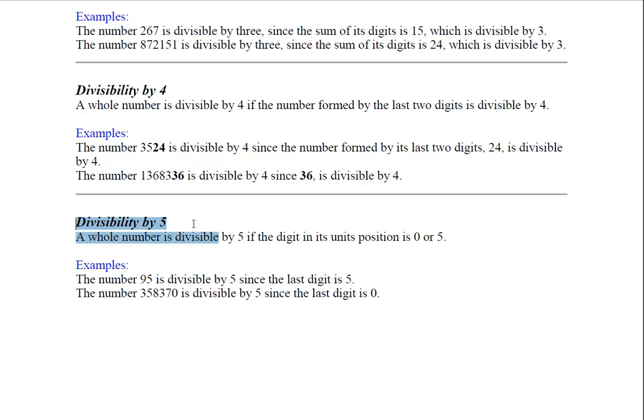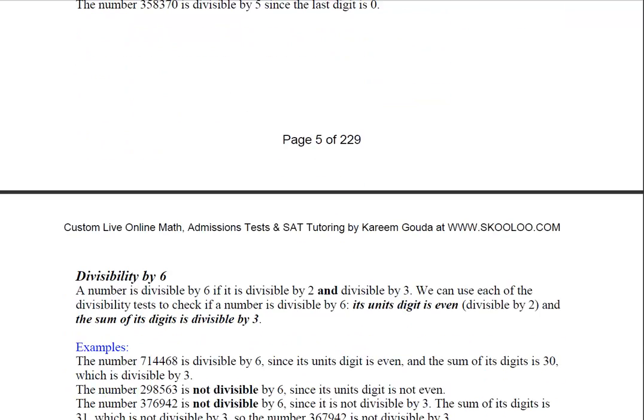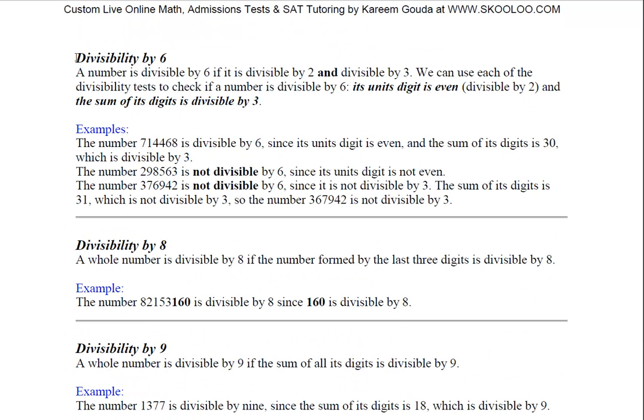Divisibility by 5. A number is simply divisible by 5 if the last digit, the ones or the units, is 0 or 5. Okay, no other cases for this. Divisibility by 6.